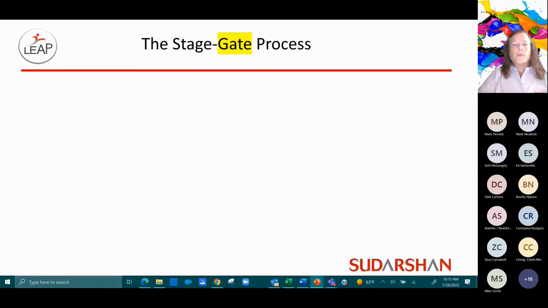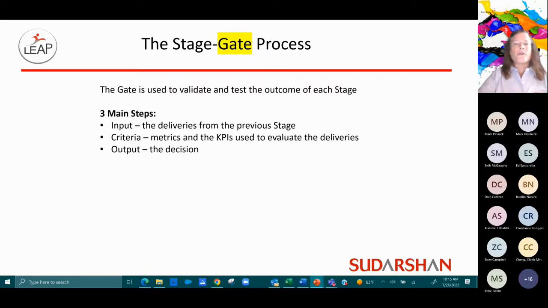The gate portion of the process, there are 3 main steps. Of course, the input from the previous gate is the deliveries. The criteria is the metrics that are used to evaluate all of those deliveries. And then, of course, the final output, which is the decision. And there are 5 possible decisions at each gate.